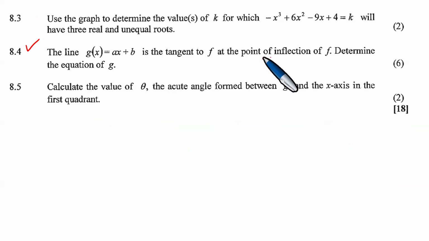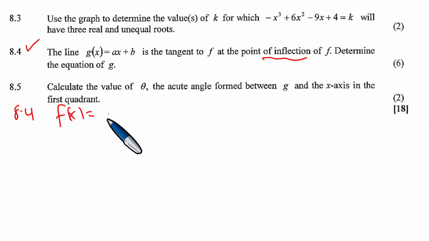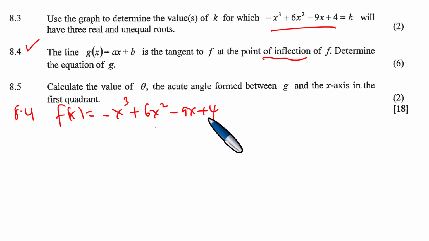Now, there's something we call the point of inflection of a function in 8.4. Given the original function, which is f of x equals, we know very well the function that was given there. We need to just quote it and make sure that we're good. So it's minus x cubed plus 6x squared minus 9x plus 4.